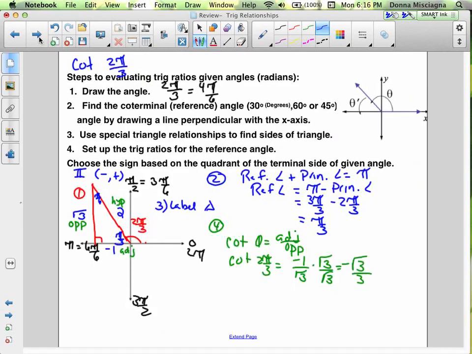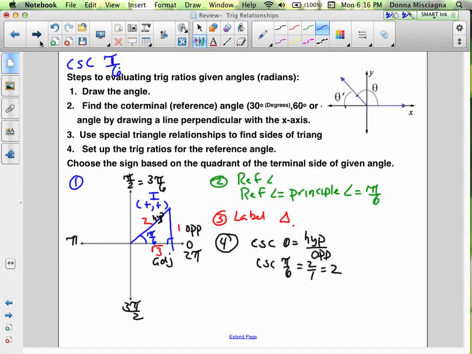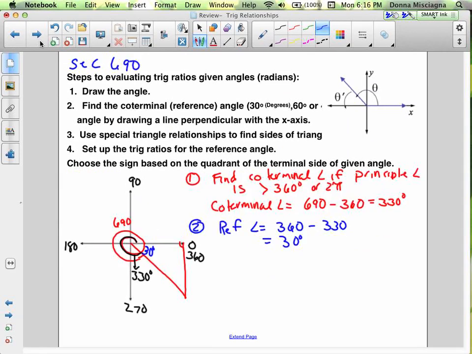But we are in the 4th quadrant, so we've got to pay attention to the signs. Here, the x is positive, but the y is negative. So this is going to be a negative 1. Actually, let me change colors here. I'm trying to color code. So when we label the triangle, which is our step 3, opposite the 30-degree angle is 1.